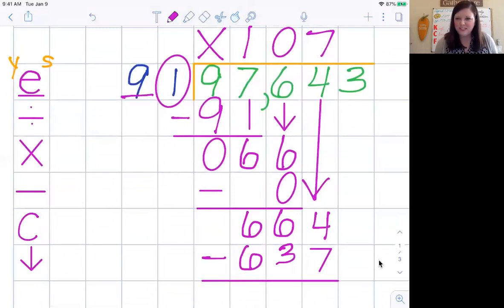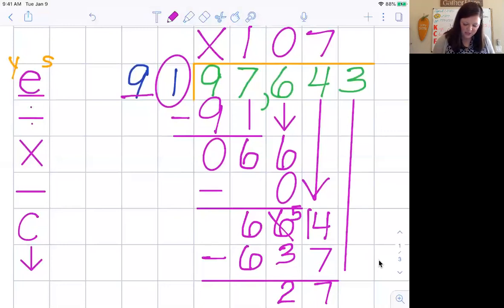Okay, can we subtract 7 from 4? No. Bigger bottom, better borrow. 6 becomes a 5. 4 becomes a 14. Take 7 from 14, that gives us 7. Take 3 from 5, that gives us 2. We have just now subtracted. Let's compare. Is 27 smaller than 91? Of course it is. Bring down the next digit, which is a 3.